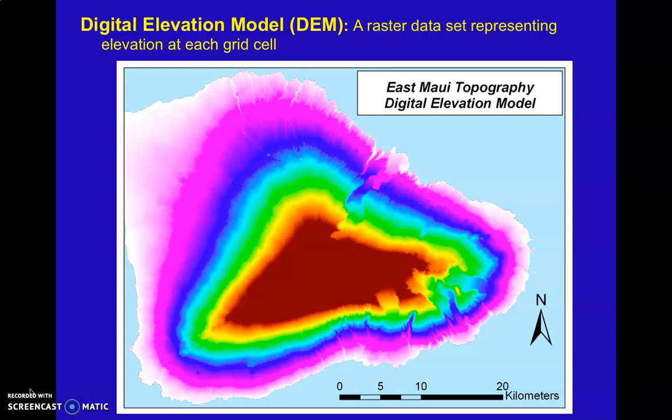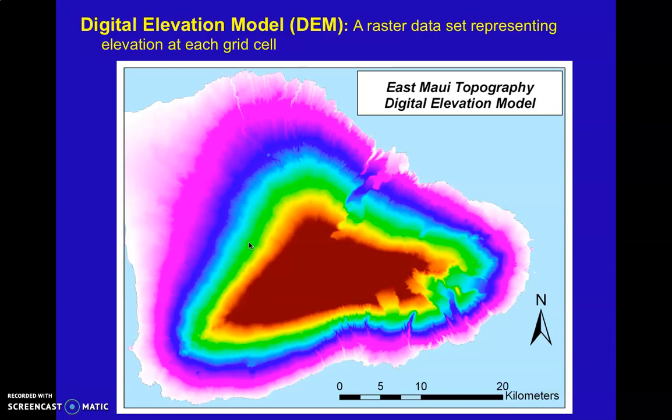digital elevation model. And again, a digital elevation model is a raster data set representing elevation at each grid cell, meaning we have a whole bunch of grid cells. This is the east part of Maui, for example. Each grid cell is 10 meters by 10 meters, which means for every 10 meter by 10 meter square in this entire area, we have basically an estimate of the elevation at that location, right?